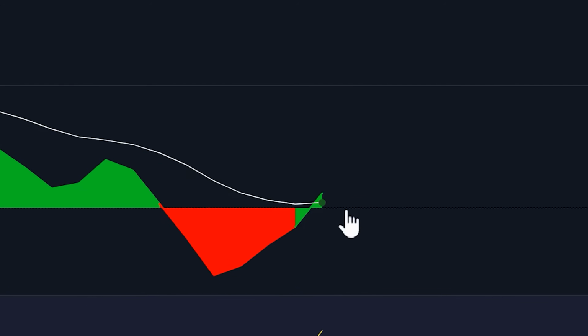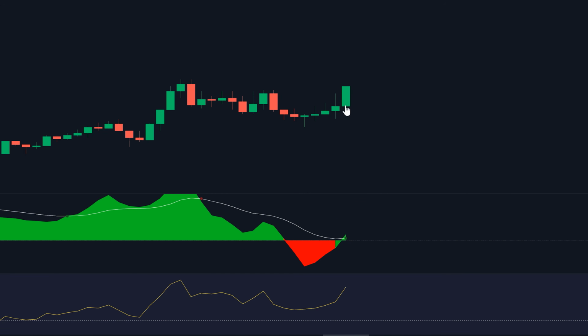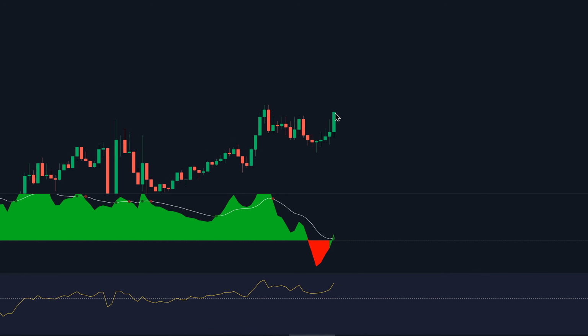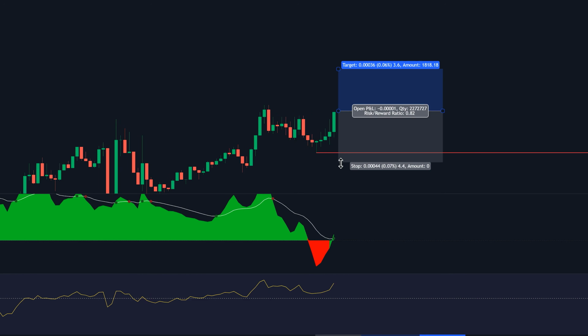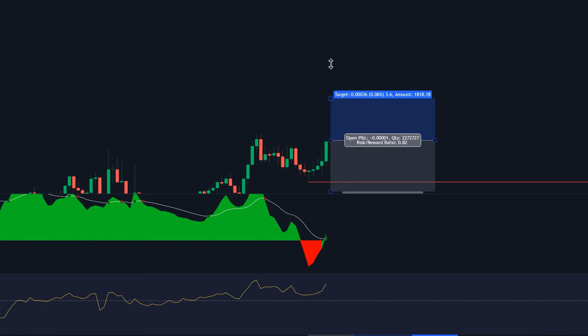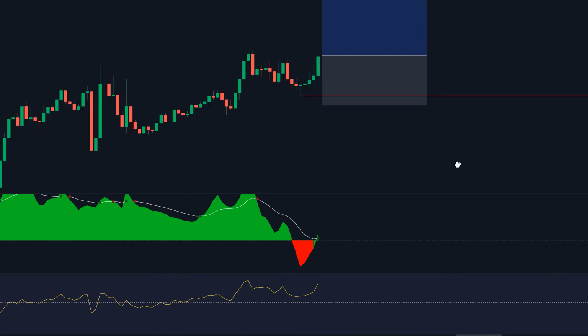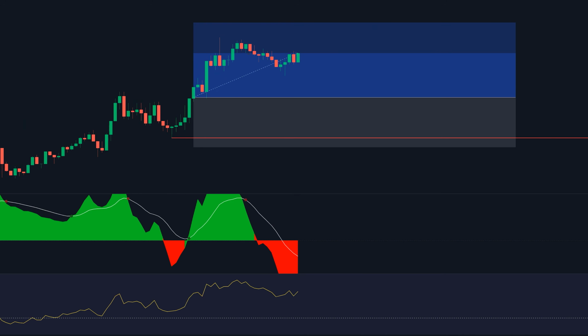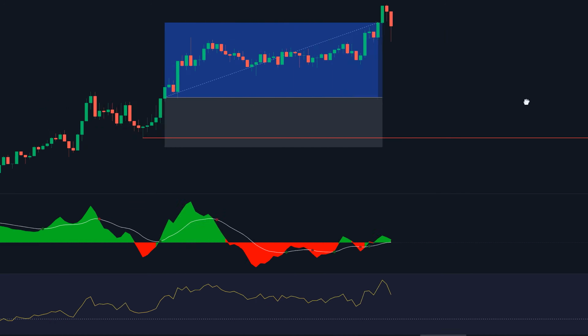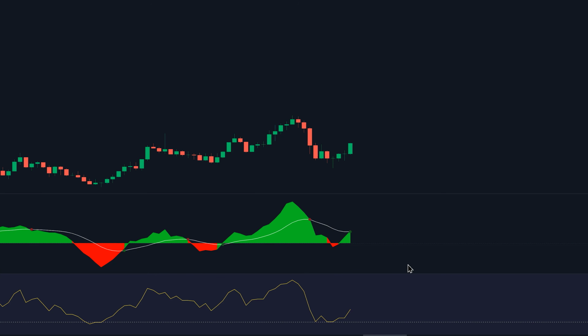All our entry conditions were met on this candle, so we take a long trade. The stop loss goes under the most recent swing low. For the take profit, it's going to be at 1.5 times the risk. Letting the trade run, and it was profitable. Now, this was another trade.